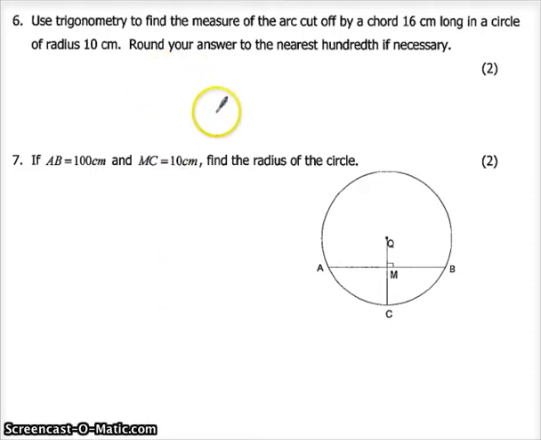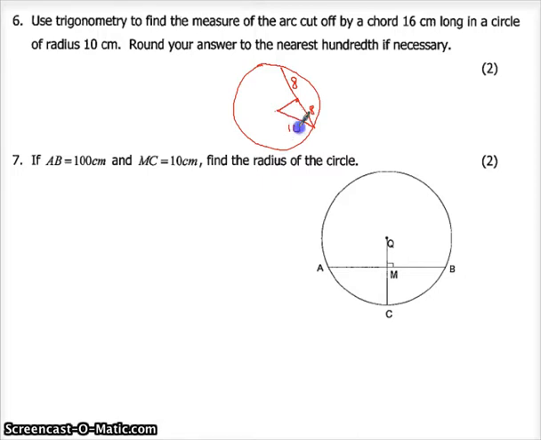All right, use trig to find the measure of an arc cut off by a chord 16 centimeters long in a circle of radius 10. All right, I don't want to make it that small. Make it as big as I can. So radius is 10, chord is 16. Well, you know what this is going to look like. It's going to look like this, where that 16 centimeter chord is going to be cut into two chunks of 8 and 8. The radius, this is the best place to draw a radius, is 10.